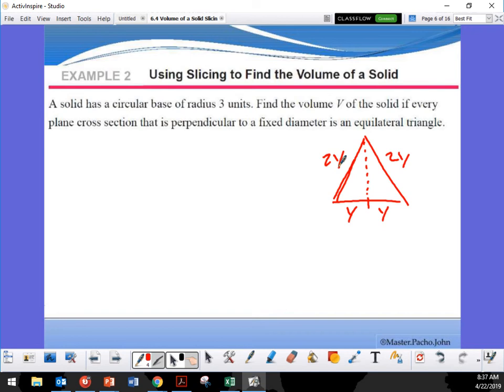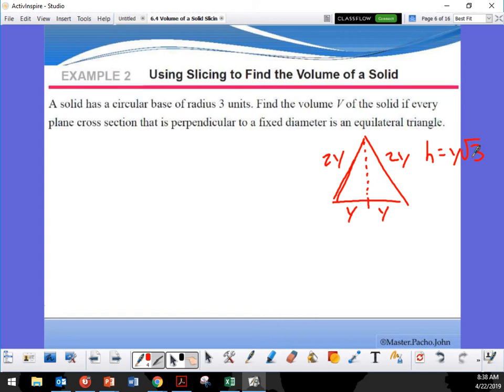Because this is a special right triangle. So this was a 60, 60, 60, right? But then if I break it in half, it's a 30, 60, 90, right? And so this height would be y square root of 3. I just want to have my variable up front, okay? Or you can just find it from the Pythagorean theorem. Yeah, Pythagorean theorem. Okay, it's fine.